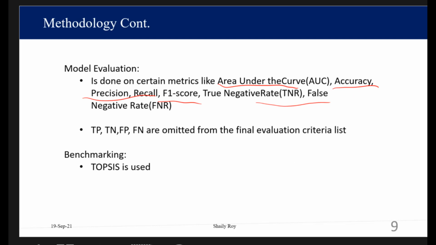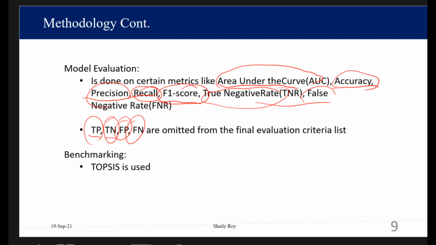So now, if we want to talk about model evaluation, the model's performance is evaluated against certain metrics like area under curve, accuracy, precision, recall score, F1 score, true negative rate, and false negative rate. However, TP, TN, FP, FN, etc. are omitted from the final evaluation criteria list because these are count values and these may vary based on the size of the dataset.